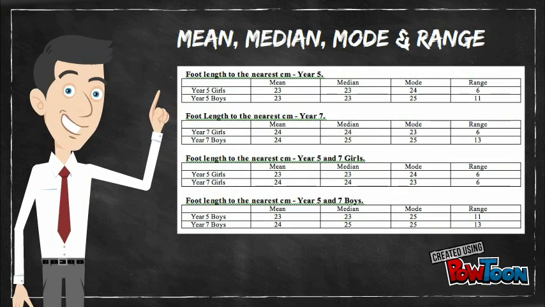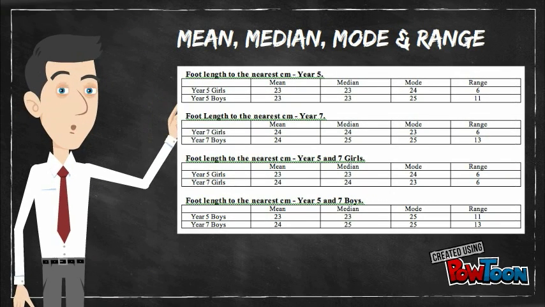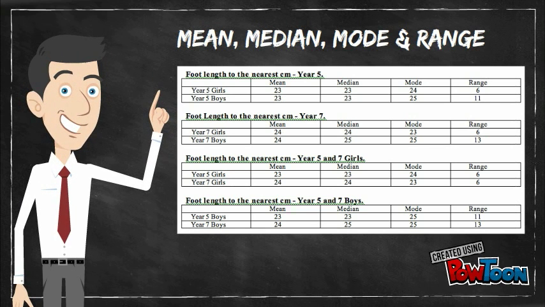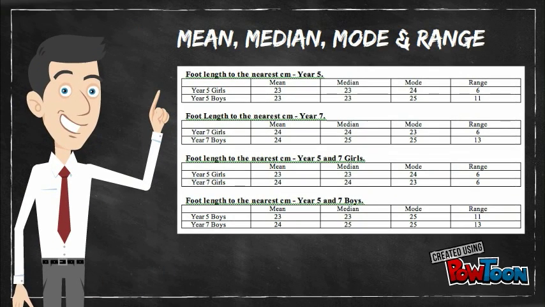Results from my investigation show that between the school years 5 and 7, boys and girls' right foot lengths increase on average by only 1 cm, and that boys and girls on average have the same right foot length during these stages of development. However, the data shows that boys and girls in Year 5 have the same foot length on average, and boys and girls in Year 7 also have the same foot length on average.